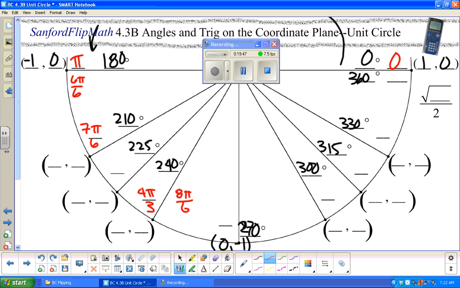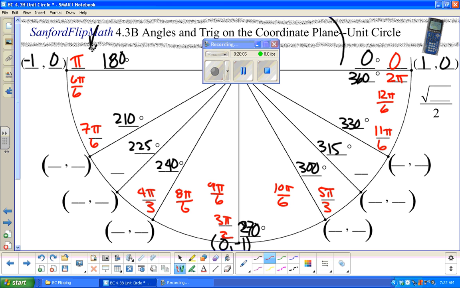Okay, 8 pi over 6, 9 pi over 6, 10 pi over 6, 11 pi over 6, 12 pi over 6. Well, 12 pi over 6 is 2 pi.